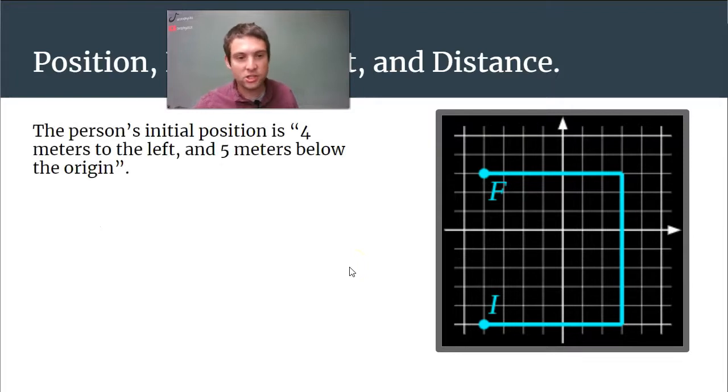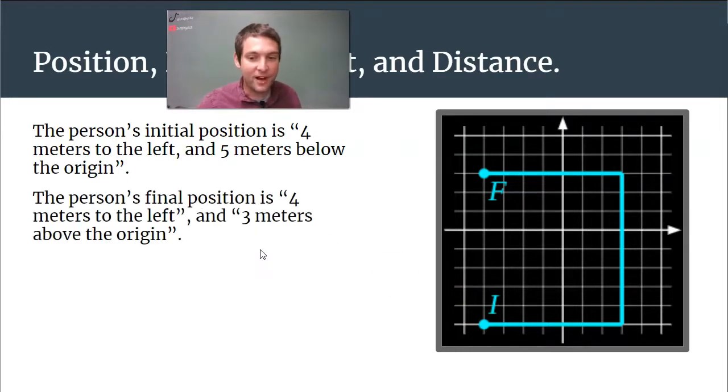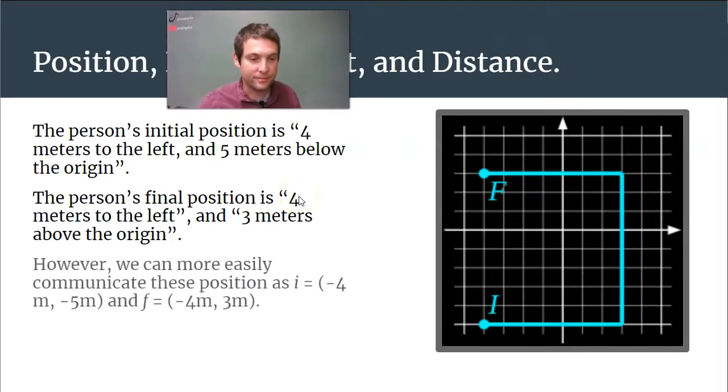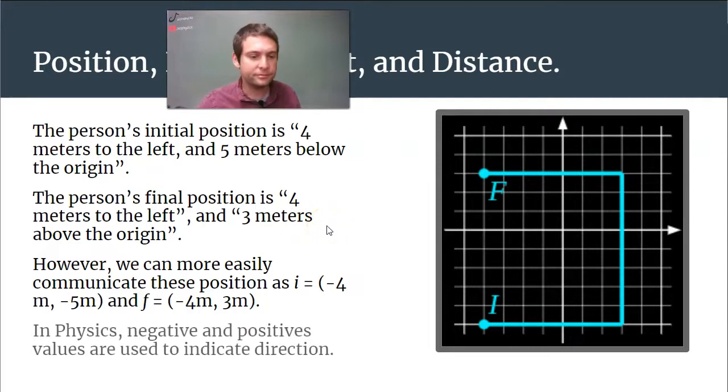The person's initial position is 4 meters to the left and 5 meters below the origin, which is -4, -5 in the x, y coordinate system, right? The person's final position is 4 meters to the left and 3 meters above the origin. However, we can more easily communicate this as I equals -4, -5, and F equals -4, +3. In physics, negative and positive values indicate direction.